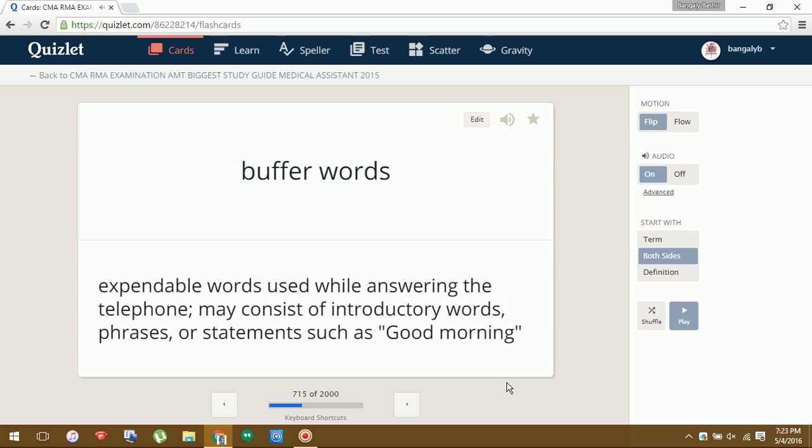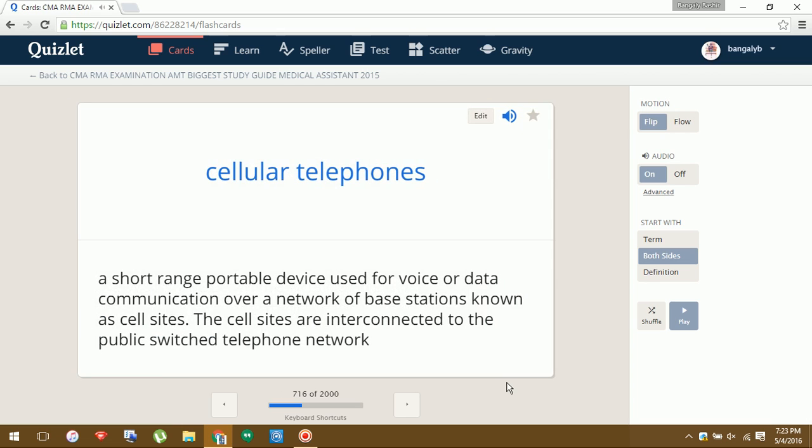Buffer words: expendable words used while answering the telephone may consist of introductory words, phrases, or statements such as good morning. Cellular telephones: a short-range portable device used for voice or data communication over a network of base stations known as cell sites. The cell sites are interconnected to the public switch telephone network.